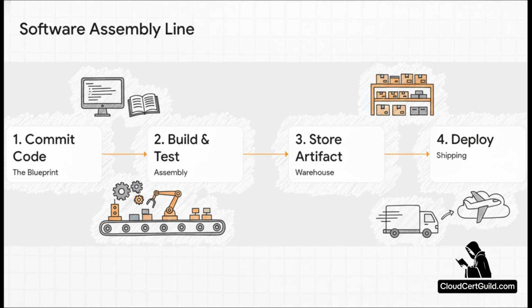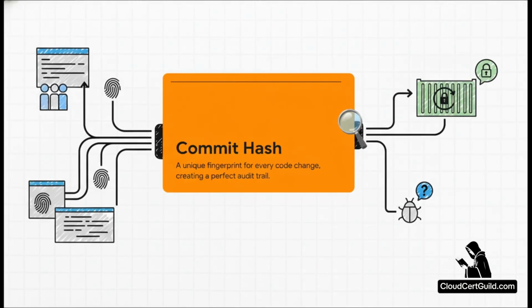integration and continuous delivery. Now, this is where it gets really cool, the idea of traceability. Every single blueprint, every tiny code change gets a unique fingerprint. We call it a commit hash. Think of it like a serial number stamped on a part. When we build our software, we literally tag the final product, the container, with this exact hash.